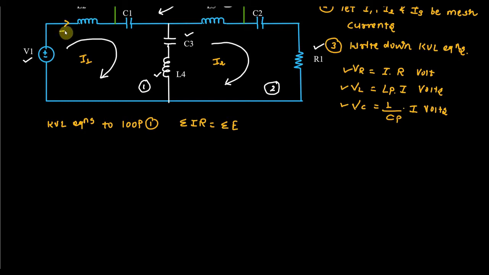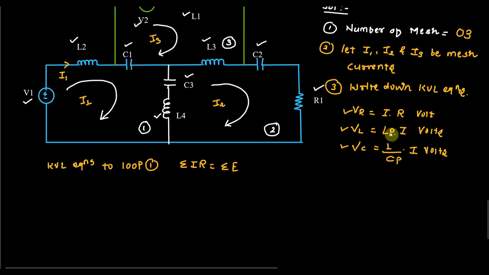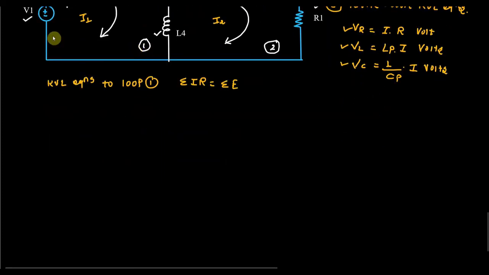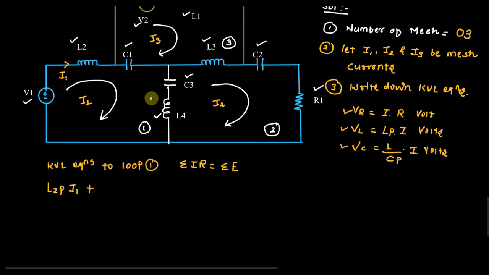The value of the current through the inductor is I1. Okay, so it is simply L2P into I1. The value of inductor is L2 and we will write P, and the current here is I1. So the equation is L2P into I1 plus. Fine. Now the second one is this capacitor.